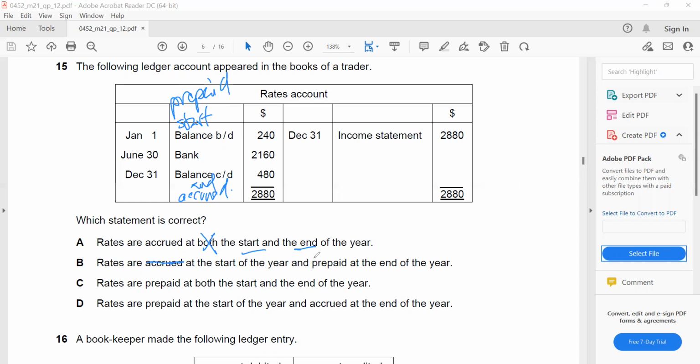This one should be prepaid, this one should be accrued. Rates are prepaid at both start and end, this is also no. Only the start is prepaid, the end is accrued. Since A, B, C are also wrong, the last will be the correct one. So rates are prepaid at the start and at the end of the year are accrued.